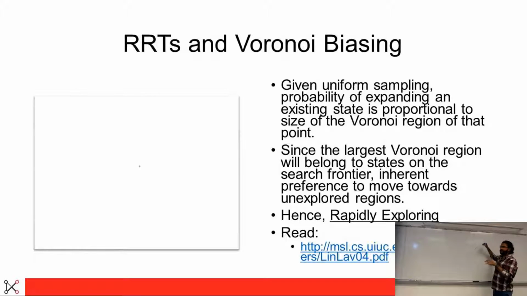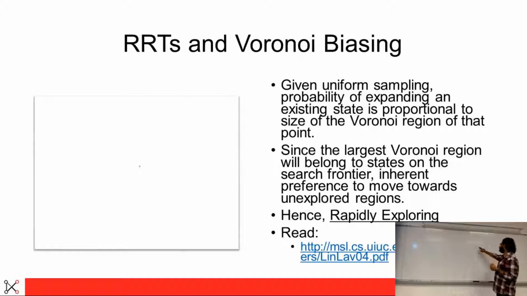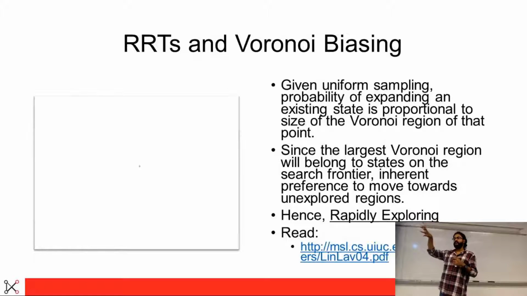We do that division. What happens is, and this is completely incorrect, but just to give you the idea, in this case, the largest Voronoi region is the last point, everything in front of that last point. So, given that property that the expansion of an existing state depends on the Voronoi region, and the fact that the largest Voronoi region belongs to the point that was most recent, right?